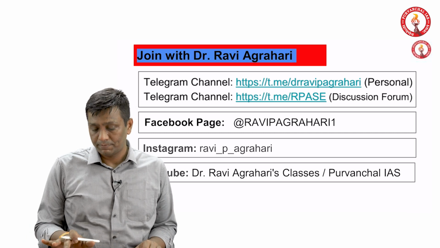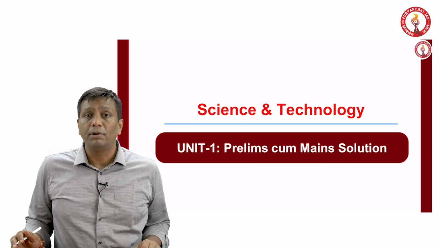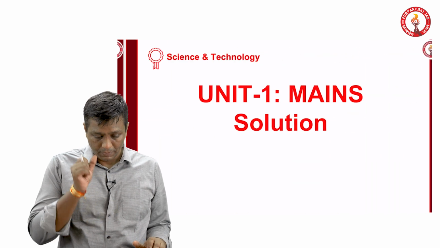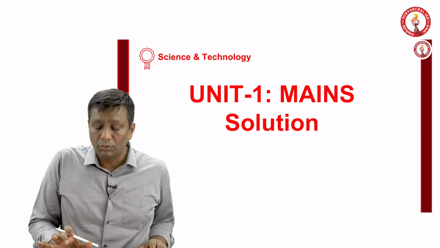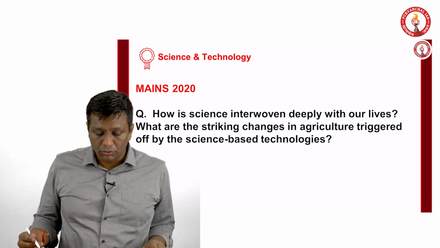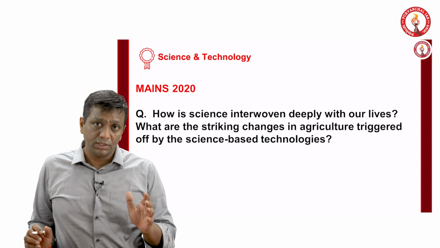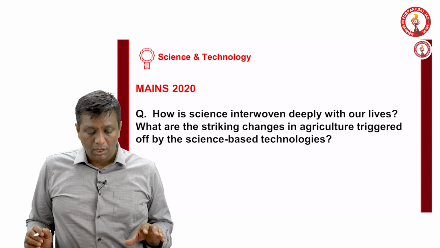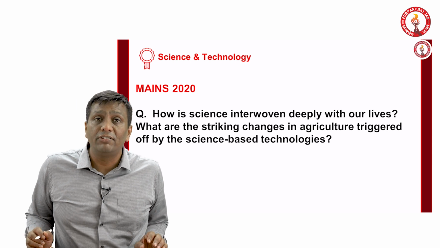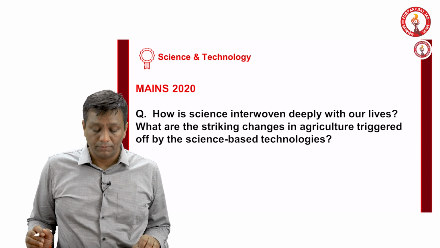So finally, we are here in the discussion of unit number 1, chapters 1 and 2, based on all the prelims and mains question papers. Unit 1 means solution. In this unit number 1, there are 2 questions. As I told you, 1 question came in mains 2020. What is the question? Just see the first question: How is science interwoven deeply with our lives? What are the striking changes in agriculture triggered off by science-based technologies?